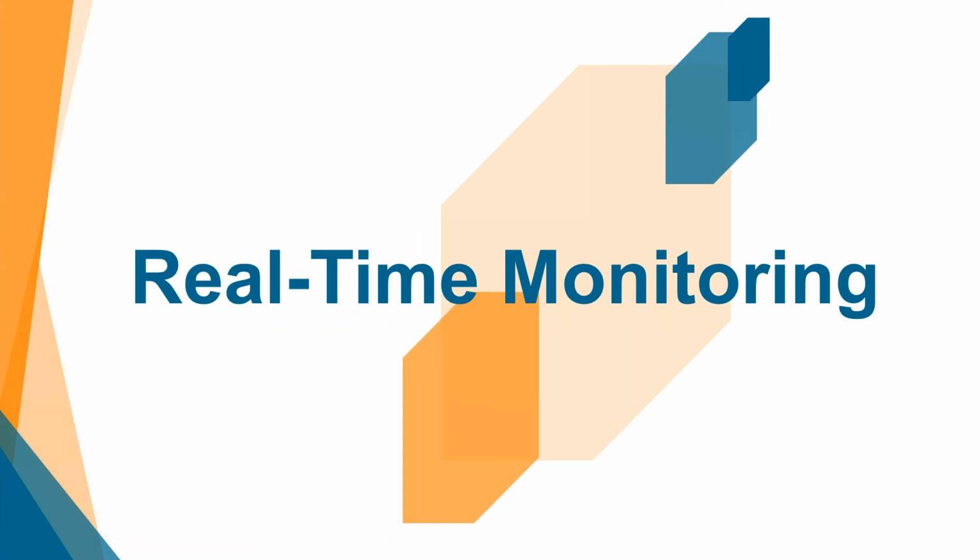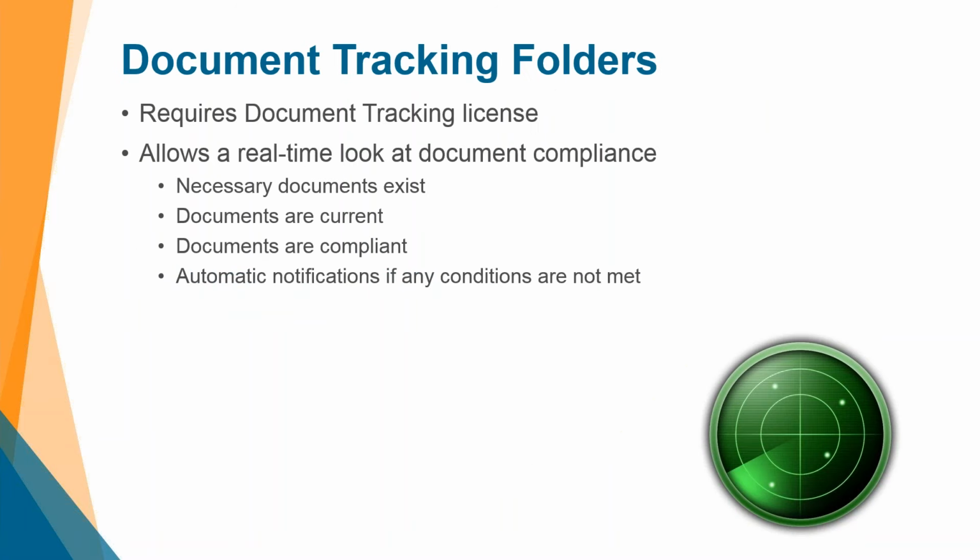So now jumping into real-time monitoring. Just a simple one we're going to touch on real quickly: document tracking folders. It does require the document tracking license, but it's pretty straightforward and simple. It allows a real-time look at document compliance. Necessary documents, do they exist? Are the documents current? Are the documents compliant? And then automatic notifications if any conditions are not met.